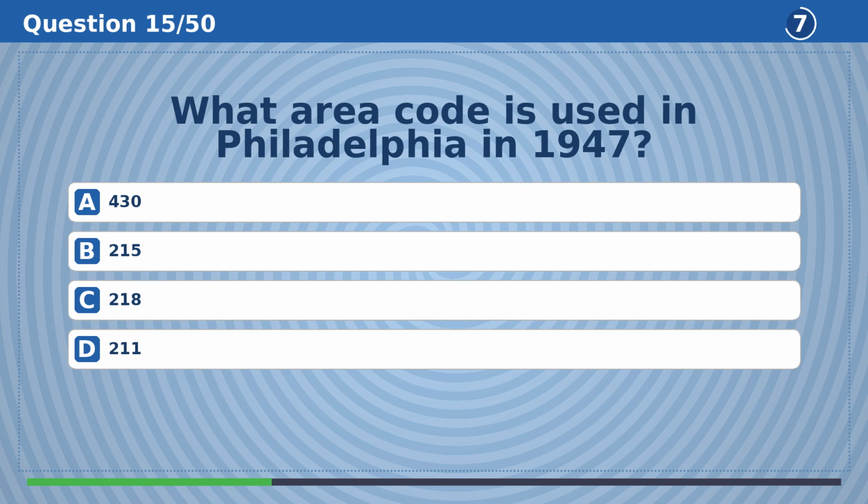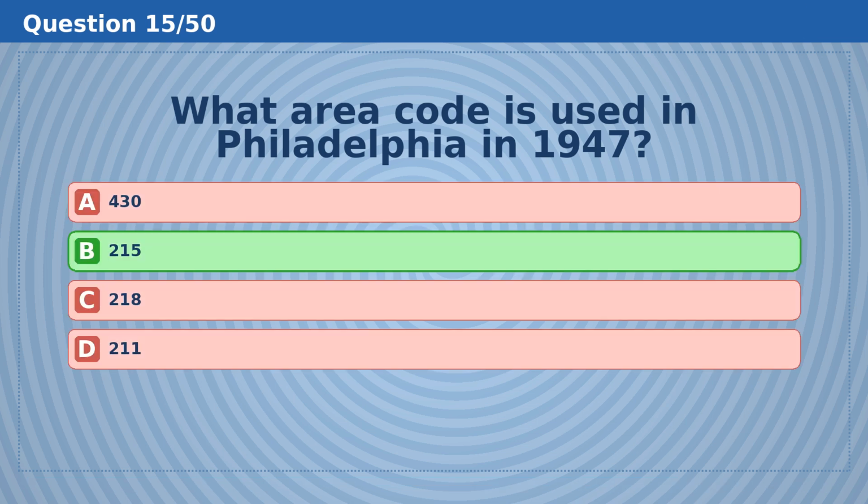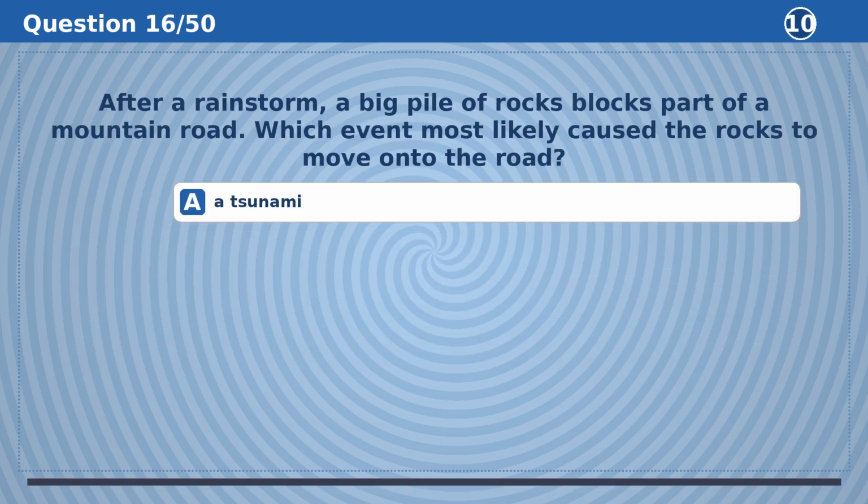What area code is used in Philadelphia in 1947? The answer is B, 215.